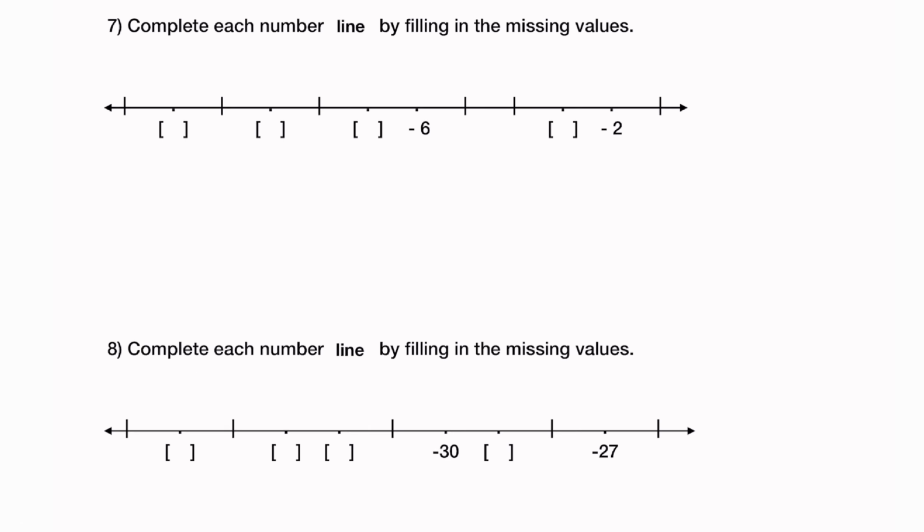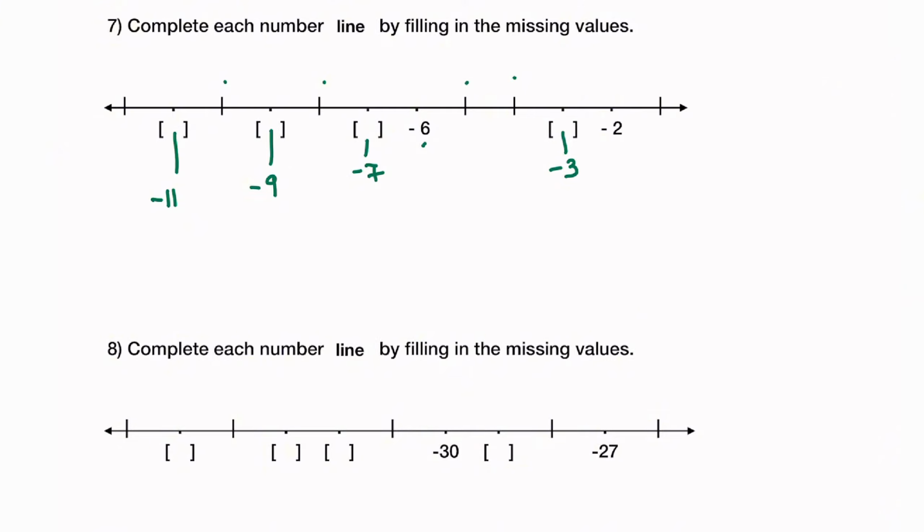Question 7. Complete each number line by filling in the missing values. So we are given these values here and we got to fill in the rest of the values. So we have minus 6 here. So that's going to be minus 5, minus 4, and this will be minus 3, right? And then minus 2 and so on. And on the left hand side, we say this is minus 6. So this is going to be minus 7. That's minus 8. So this will be minus 9, minus 10, and that's going to be minus 11.